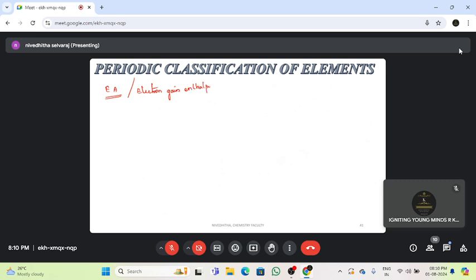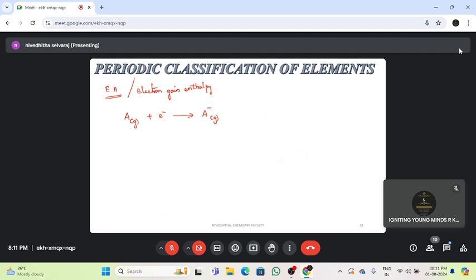What is electron gain enthalpy? Let us take an atom A, which is in a gaseous state. Now, this atom has a superb effective nuclear charge, so it can add one electron, right? So this atom will get converted into an anion. This atom has good attraction towards electron, so electron affinity is good.